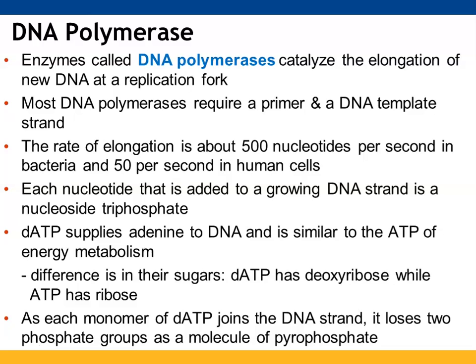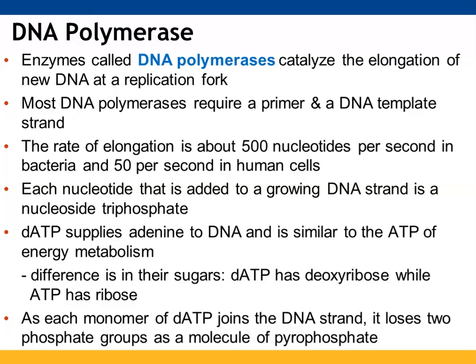We'll talk about a couple of DNA polymerases. There are lots of DNA polymerases, but the DNA polymerases are able to elongate your DNA. They catalyze that process at your replication fork. We talked about why they need the primer, and then you have to have the DNA strand to know which bases to pair up. For bacteria, you can do around 500 nucleotides a second. For human cells, it's around 50.